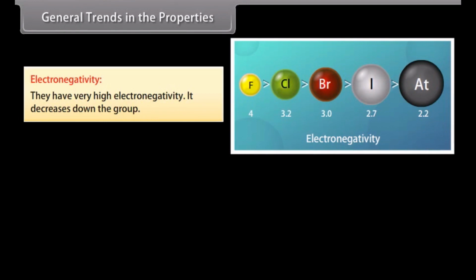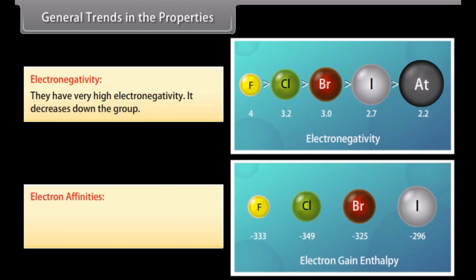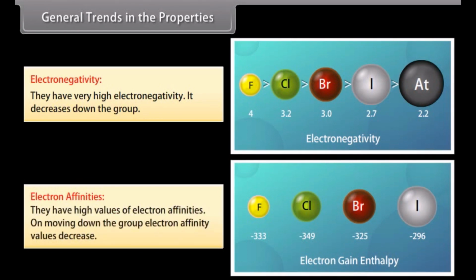Fluorine is the most electronegative element in the periodic table. Electron affinities. They have high values of electron affinities. On moving down the group, electron affinity values decrease because size of the atom increases. A low value of electron affinity for fluorine is due to the small size of fluorine atom. In a compact 2p subshell of fluorine, the added electron does not feel much attraction, resulting in low value of electron affinity.